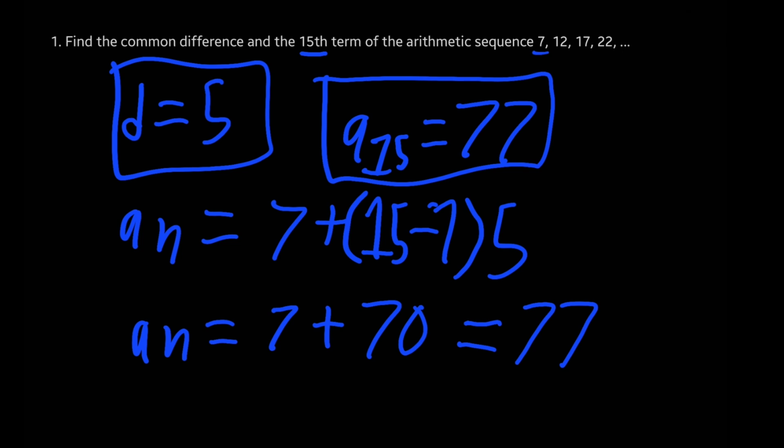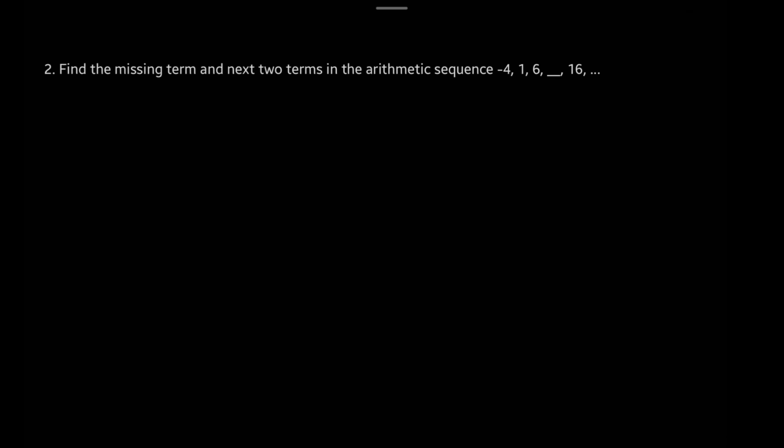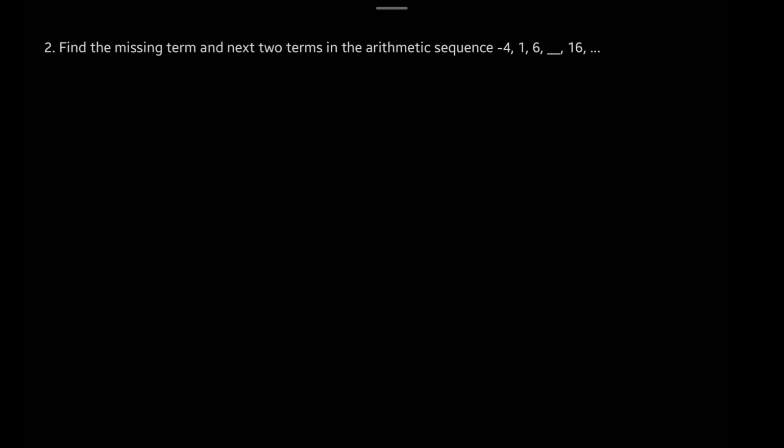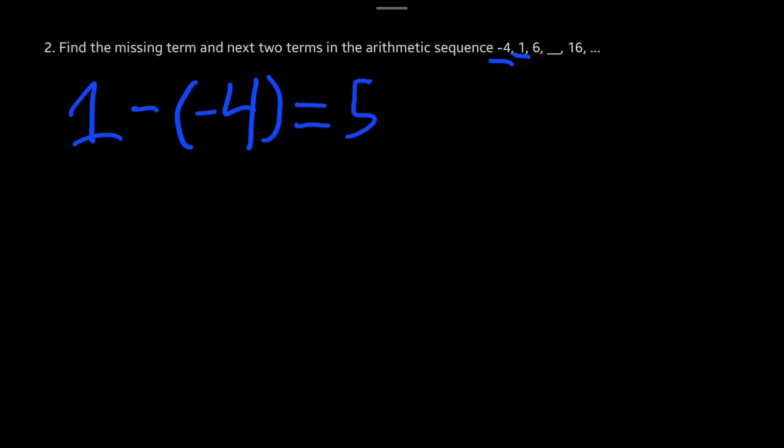Let's see a similar example. Find the missing term and next two terms in the arithmetic sequence -4, 1, 6, blank, 16. First things first, we look for the common difference. So we use 1 minus -4, which is 5. So our common difference would be 5.